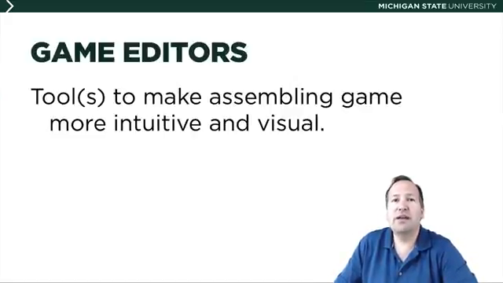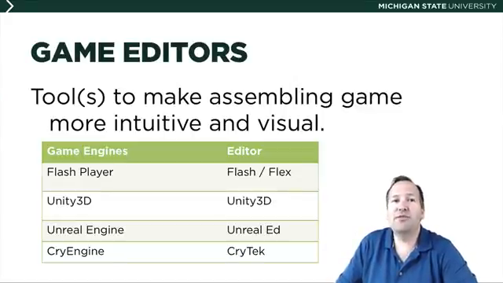One other thing that typically comes with a game engine is a game editor. These are tools that make assembling the game more intuitive and more visual, so we don't have to do everything at the code level. Most engines have some sort of editor. So for example, we can consider the Flash player as a game engine. Adobe creates a tool called Flash, of course, and another tool called Flex, which are both editors that create Flash content. Of course, we'll be talking about Unity 3D in this course. It's both a game engine and a game editor.